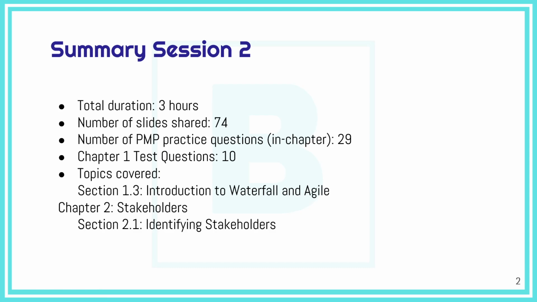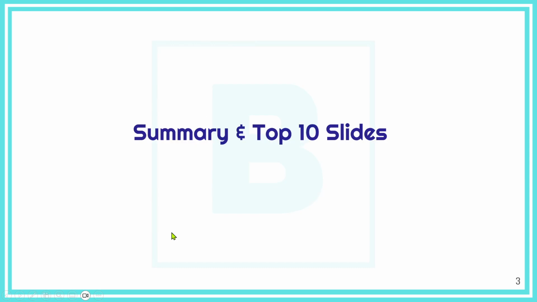Okay, so in session 2 we went through section 1.3, which was an introduction to Waterfall and Agile, and then we started the people domain with chapter 2, the stakeholders, and we went through section 2.1, which was identifying stakeholders. As usual, I will give you a summary and the top 10 slides of the session, and then the top 5 questions picked from the session.